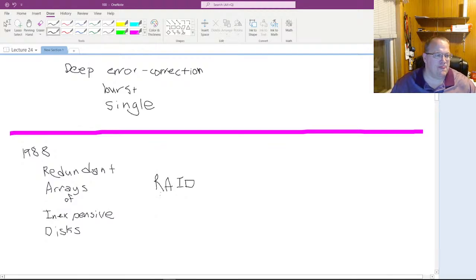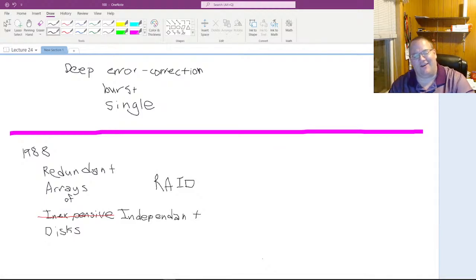You don't like that. So one of the things is, they actually changed it to independent. Redundant arrays of independent disks. Semantics. But it means that we can actually use expensive hardware. So we can use expensive drives if we want to. Perfectly fine.